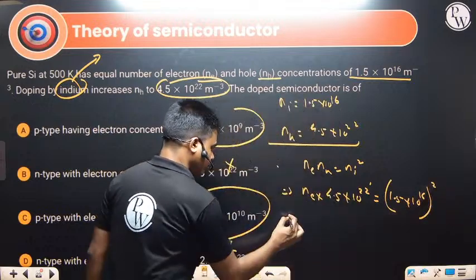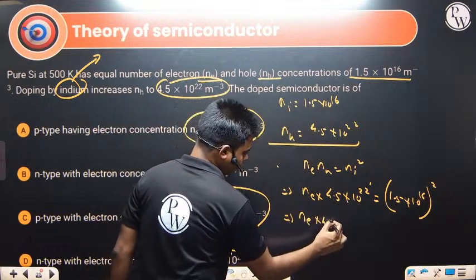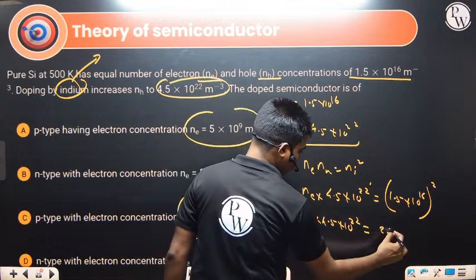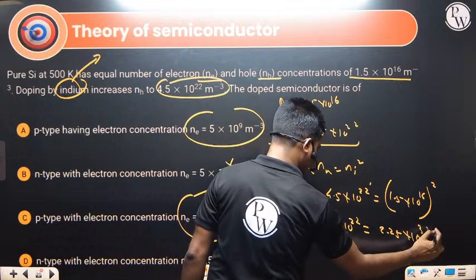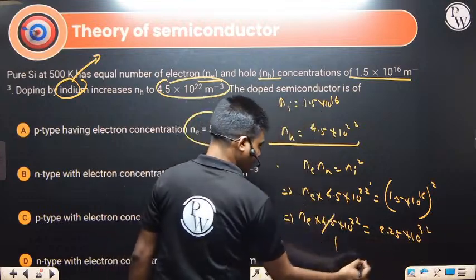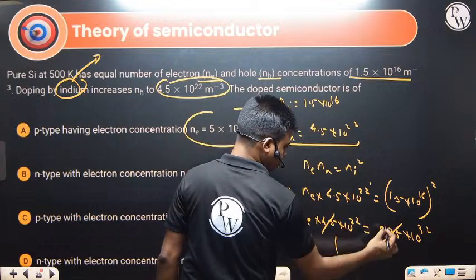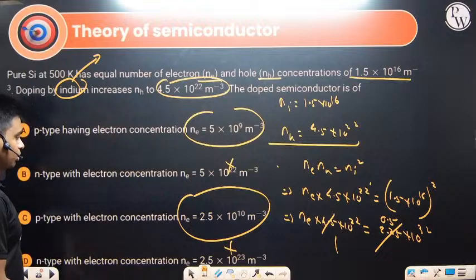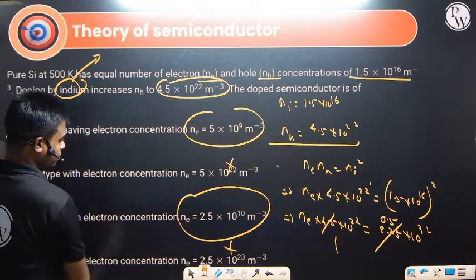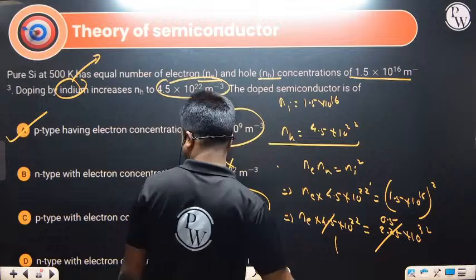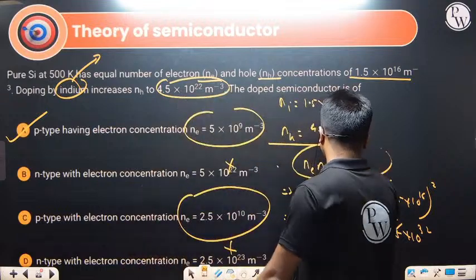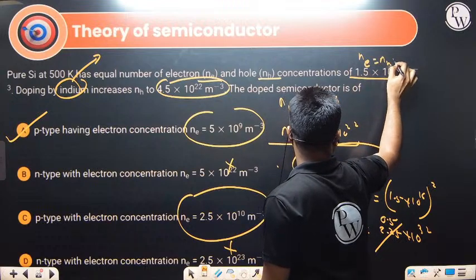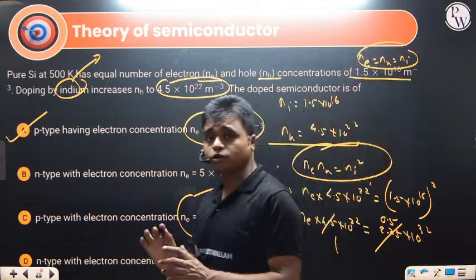So if we solve this, it will be Ne into 4.5 into 10 power 22, and 1.5 square gives 2.25 into 10 power 32. So this one is 0.5 into 10 power 10, so 5 into 10 power 9. Answer is option A. This is the correct answer. This formula we can use for any type of semiconductor, but Ne equal to Nh equal to Ni we'll be using only for a pure semiconductor, right?